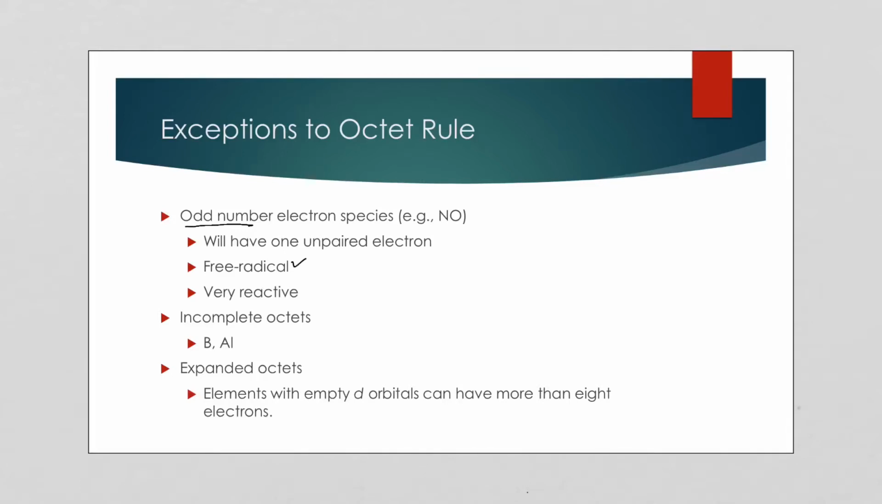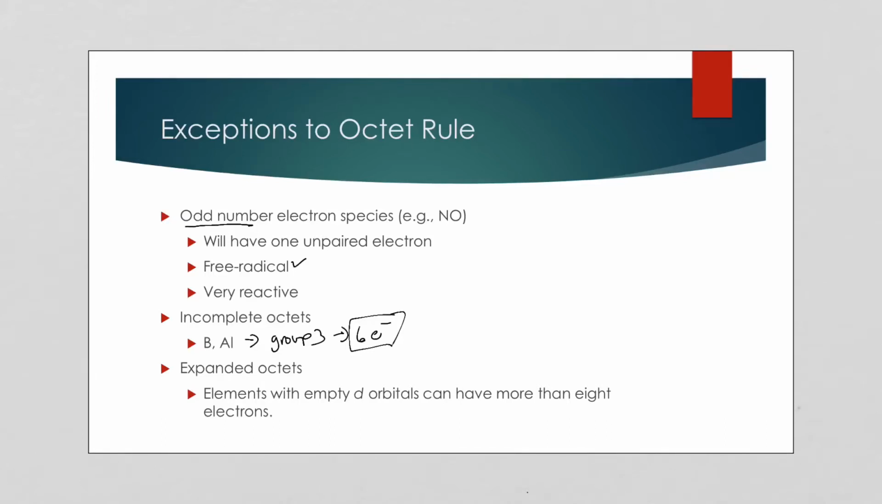Not a whole lot of them out there. For example, NO is one of them. And we'll draw the structure here of NO in a second so you can see what it looks like. There are compounds that have incomplete octets. These are going to be dominated by the elements in group 3, right? So boron and aluminum, they are perfectly happy having 6 electrons instead of 8. So this is where we have what we call incomplete octets.